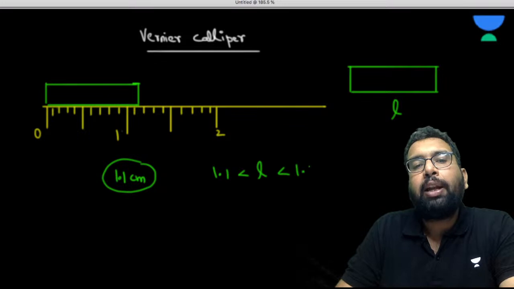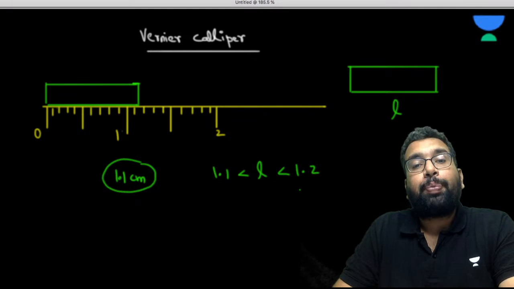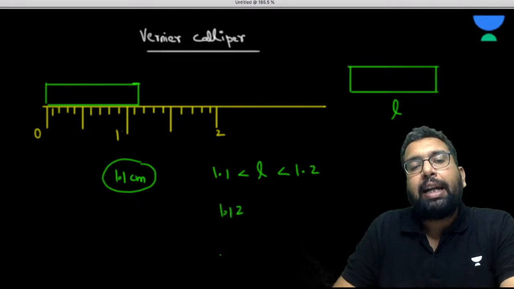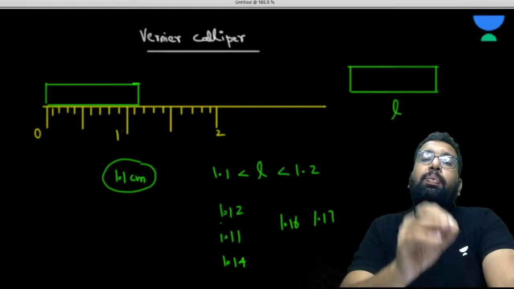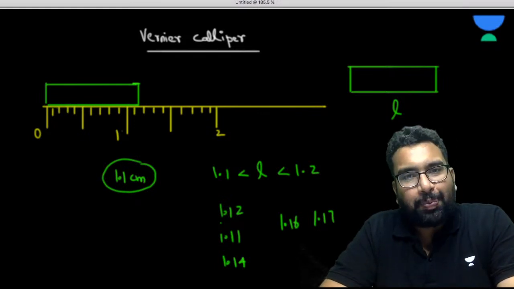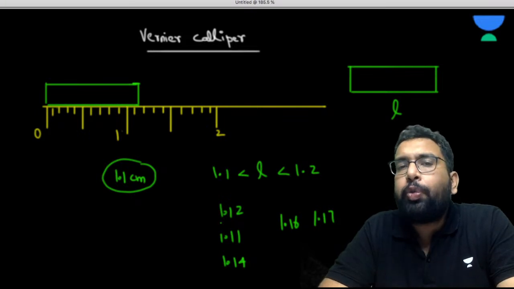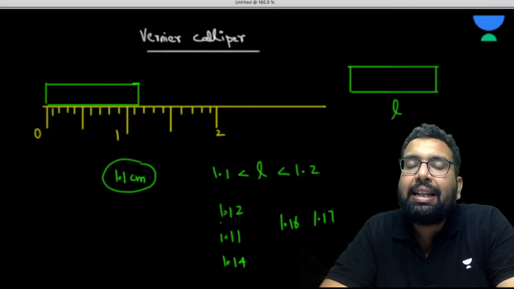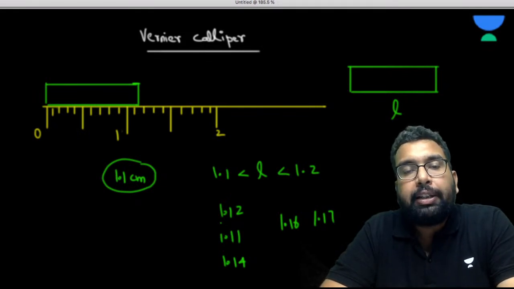1.1 and 1.2. But it is not exactly 1.1, it is not exactly 1.2. It may be 1.12, it may be 1.11, it may be 1.14, it may be 1.16, it may be 1.17, or it can be anything between 1.1 to 1.2, but it is not exactly 1.2, or neither is it exactly 1.1. Right. Now, do you feel that there is some error in the measurement from this meter scale?